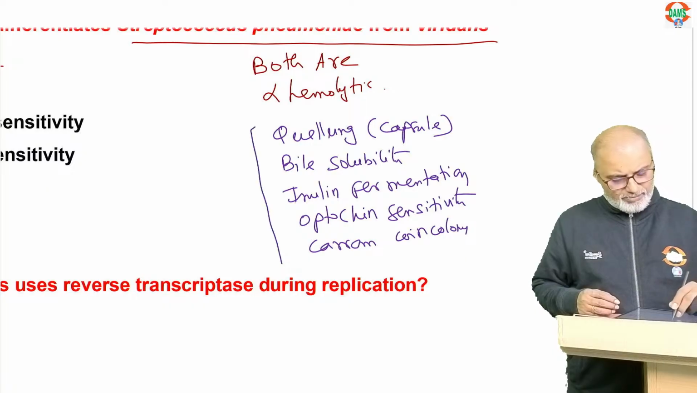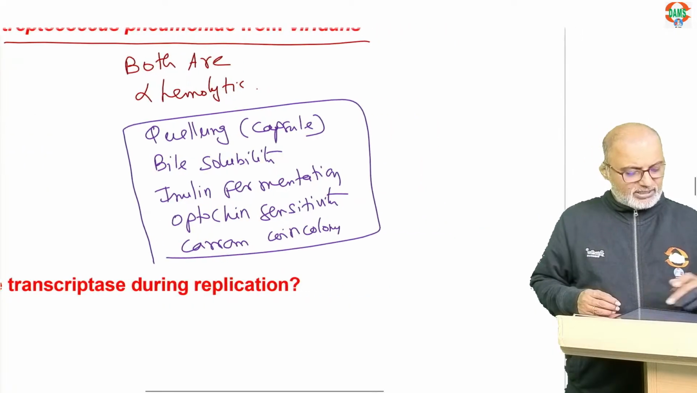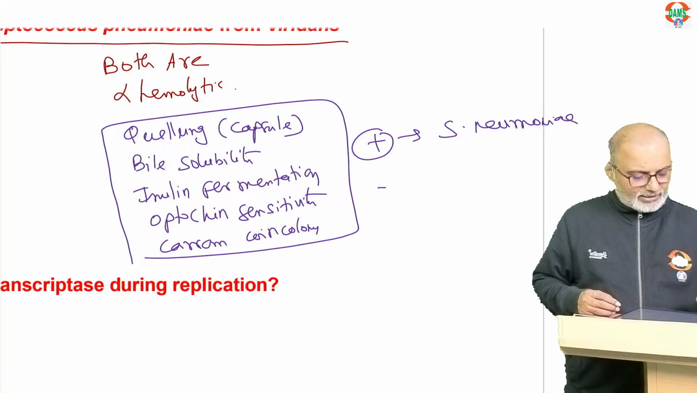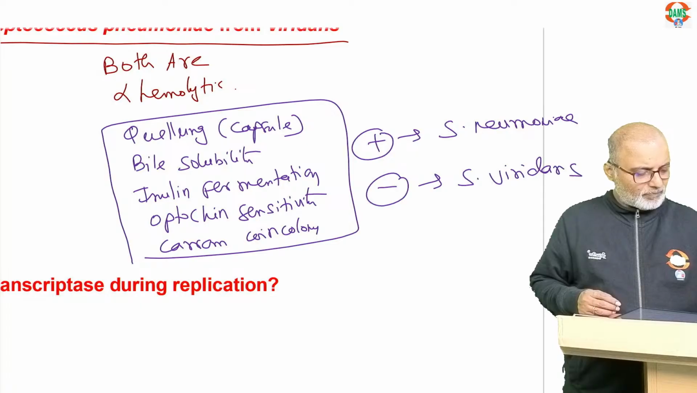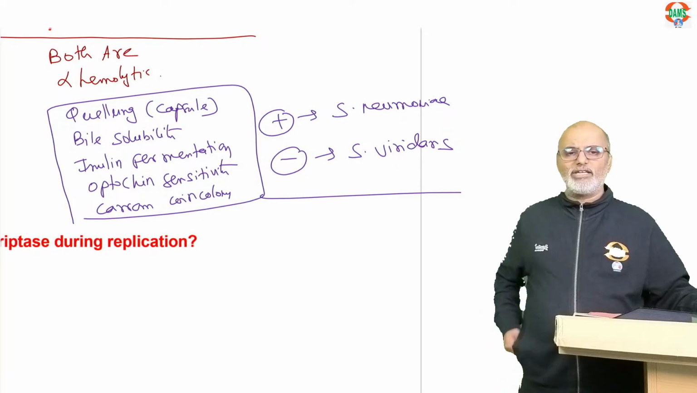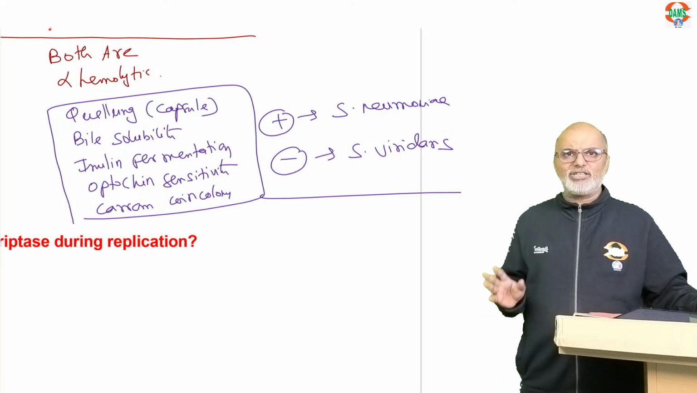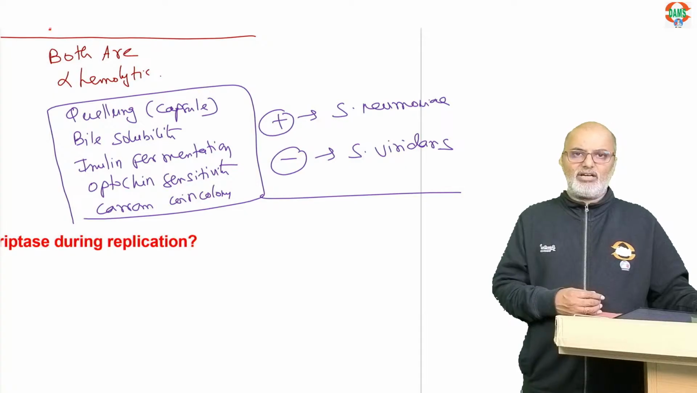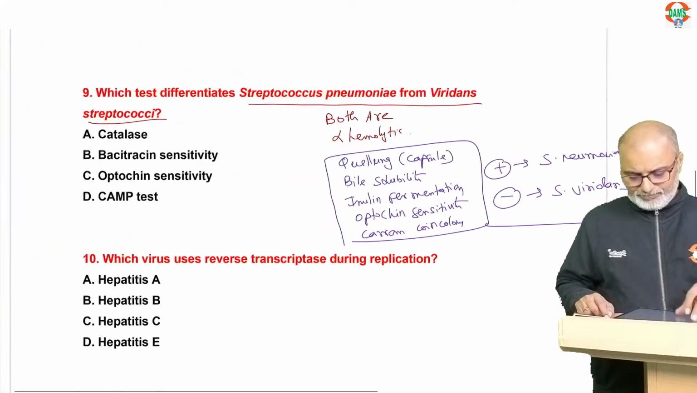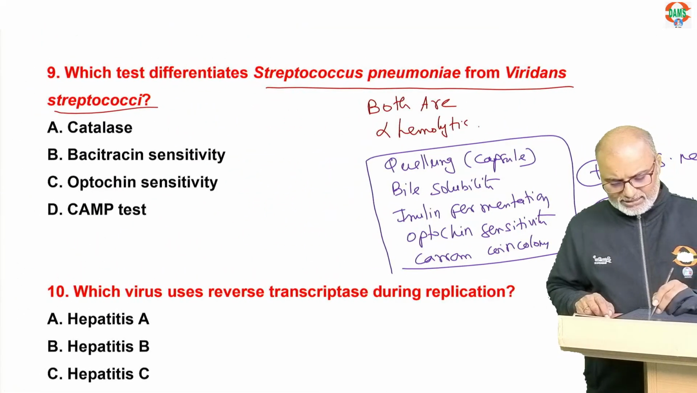These are all the 5 major differences which are seen in Streptococcus pneumoniae and not seen in Streptococcus viridans. All are present in pneumococci, all are absent in Streptococcus viridans. See carefully here, because both are catalase negative. All Streptococcus are catalase negative.